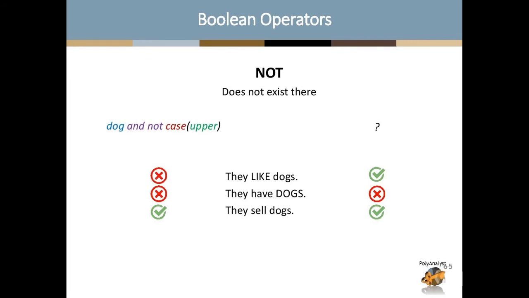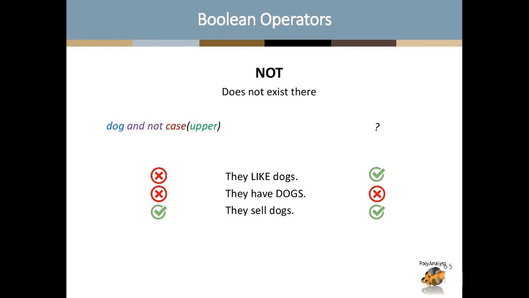So here's an interesting idea. What if we want to use this not to add a filter on our query? So we want to look for something that's dog and not case upper. So in the first case, they like dogs. Okay, that's great. We have dogs, but we also have something that's upper, so this won't be matched. The second case, we have dogs, and we have something that's in uppercase, so this won't be matched. And then they sell dogs. Well, we have dogs, and nothing is uppercase, so this will be matched.